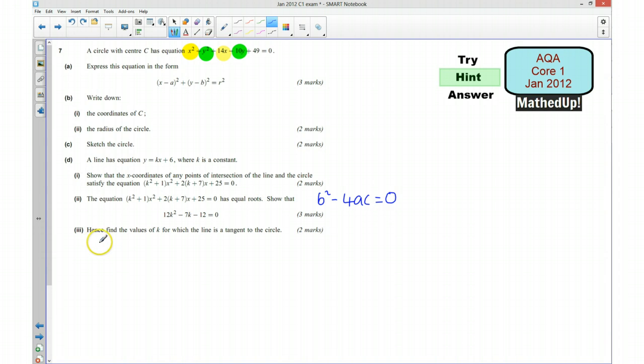Part 3 says, hence find the values of k for which the line is a tangent to the circle. So we want to decide what this part of the question has told us and how that relates to this here. Okay, what I'd like you to do now is pause the video and see if you can have a go at finishing off this question.